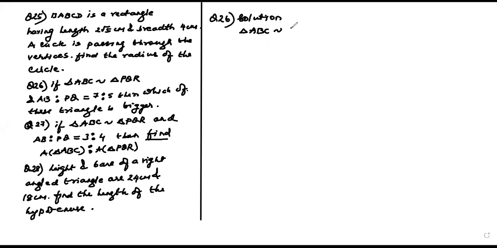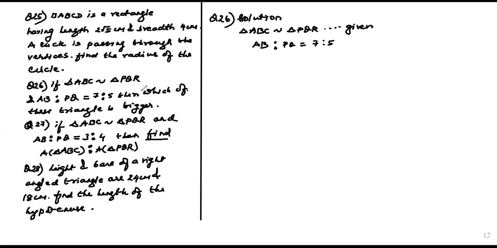Once the triangles are similar, children, we know the ratio of the corresponding sides are equal. Triangle ABC is similar to triangle PQR. And what else is given? AB is to PQ. That means for AB of triangle ABC, the matching side, the corresponding side in the other triangle PQR is PQ. This ratio is given as 7 is to 5.